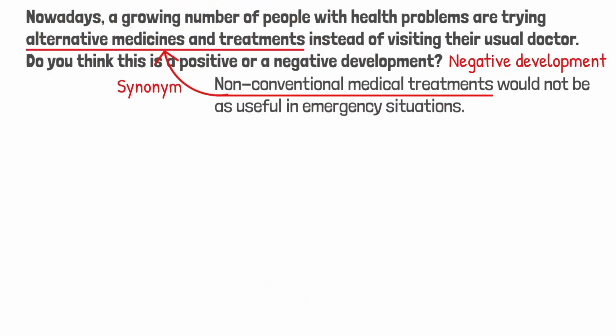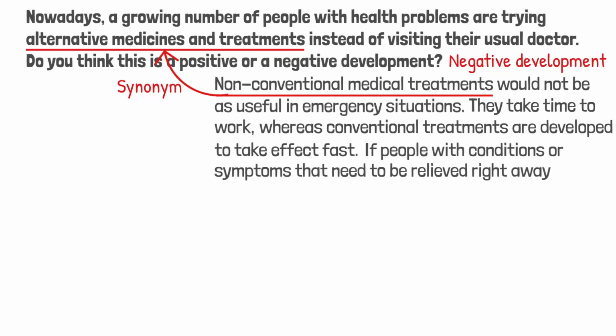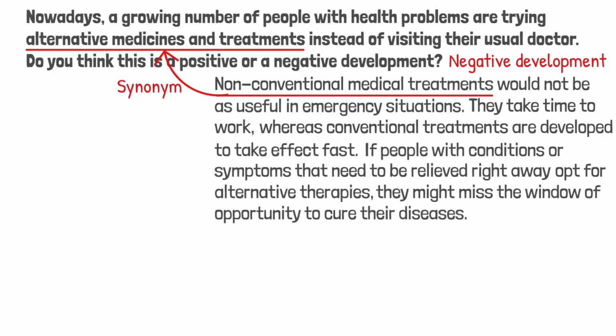Let's first expand this topic sentence using reasons. They take time to work, whereas conventional treatments are developed to take effect fast. So they take time to work. Why is this a bad thing? It's a bad thing because if people with conditions or symptoms that need to be relieved right away opt for alternative therapies, they might miss the window of opportunity to cure their diseases.